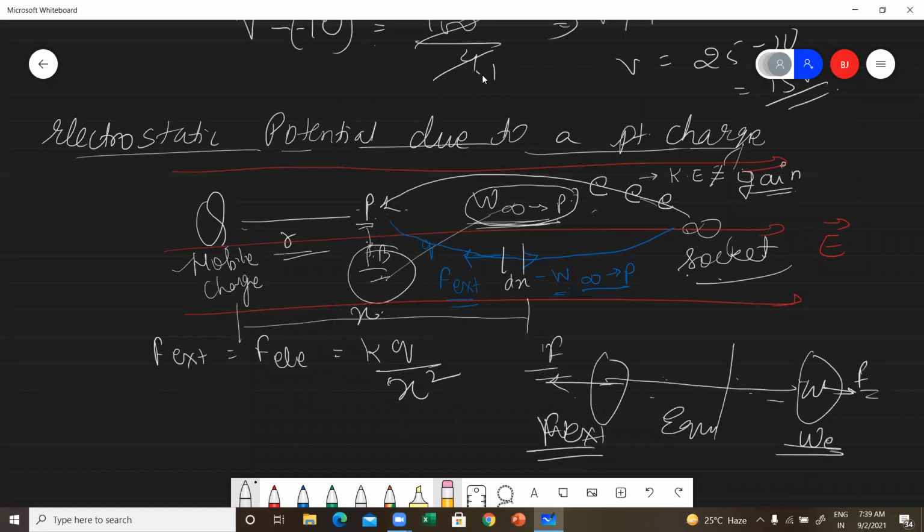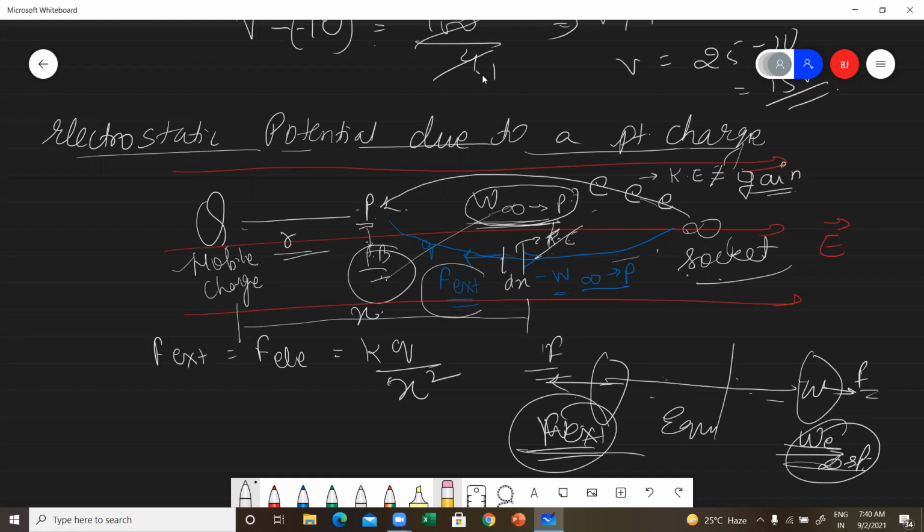Okay, so what will happen? This is my external force. This is my work done from infinity to point P. Both the charges are in equal and opposite directions, so the charge will not gain potential energy, sorry, kinetic energy. It will not gain. So the charges will move very, very slowly.